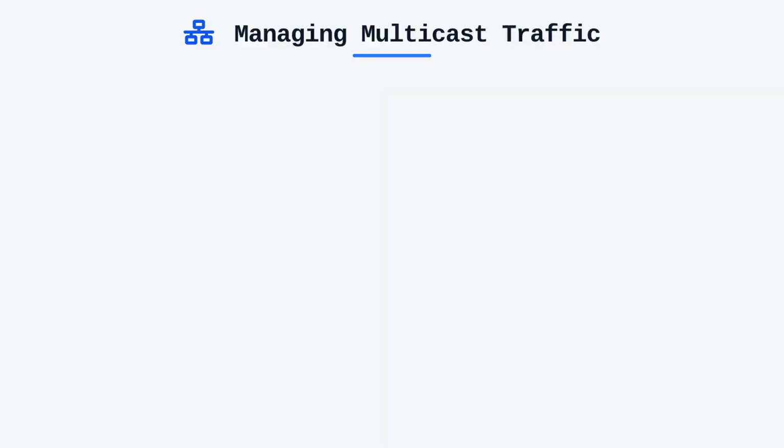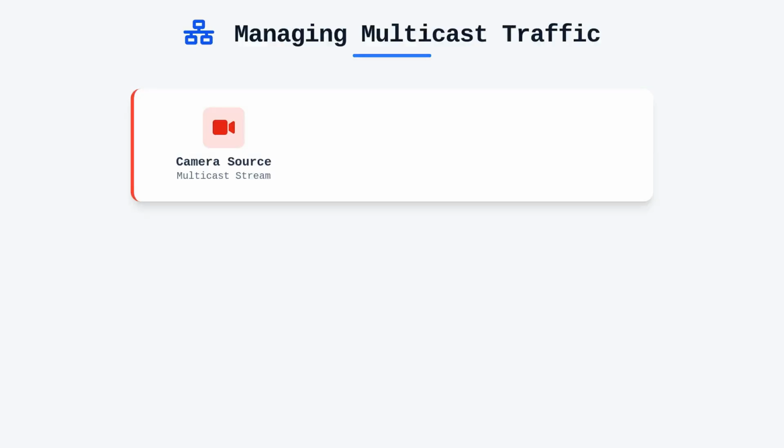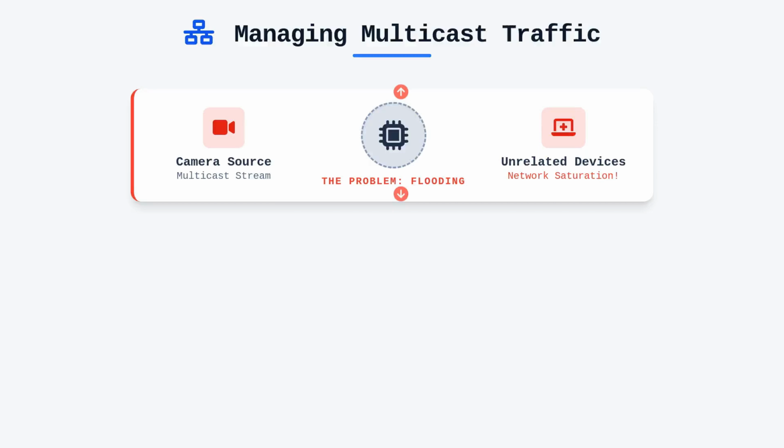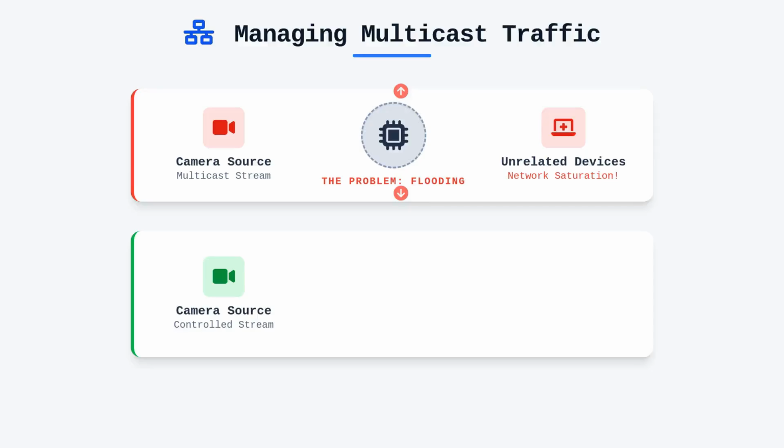The primary challenge we face with multicast is that it is essentially a broadcast-like traffic pattern, which by design tends to flood every port on a layer 2 switch. Without proper management, the camera sends the multicast traffic to the switch, and the switch, oblivious to who actually wants the footage, forwards the packets out every single physical port. This can lead to a state of network saturation where devices entirely unrelated to the video surveillance system become overwhelmed by the sheer volume of unnecessary packets.